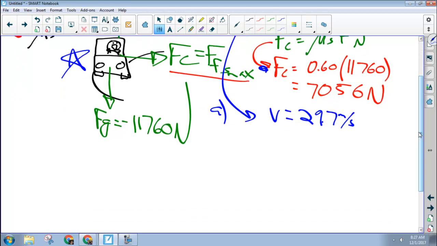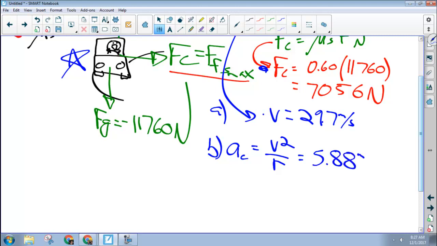All right, part B wants to know the centripetal acceleration. So centripetal acceleration is just v squared over r, right? Follow? Yep. So plug in our numbers. We know the velocity, we know the radius. Plug in the numbers, and you get 5.88 meters per second squared.